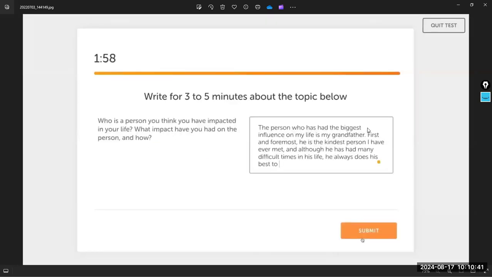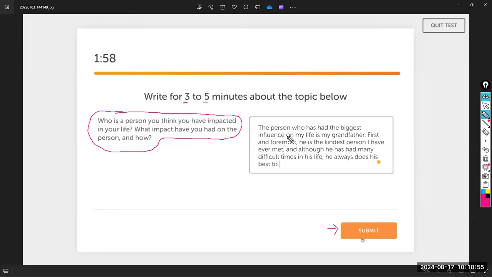These are the two topics, and I have to choose one topic and start writing about it. Let me tell you something, guys. While writing, the topic is going to be shown for all 5 minutes. So please, while writing, keep looking at the topic, because maybe, guys, we have more than one question in the topic. Notice that the topic is saying, who is a person you think you have impacted in your life?